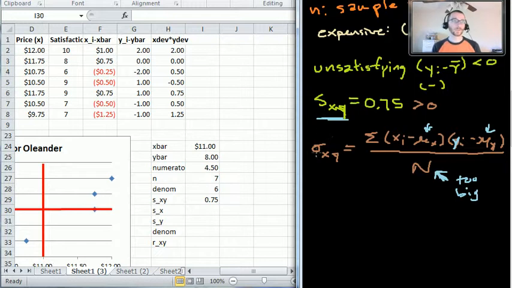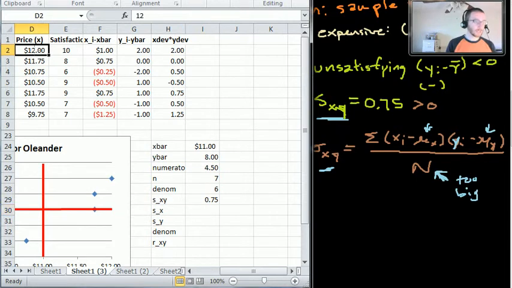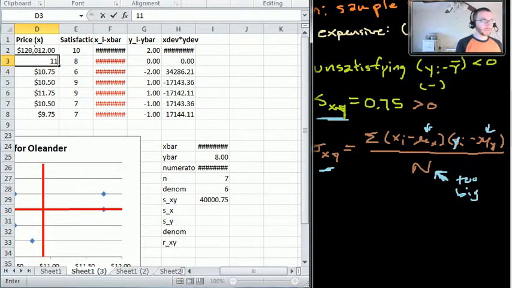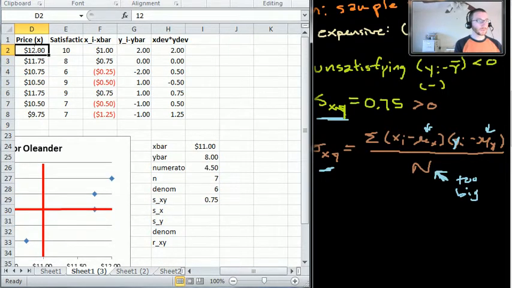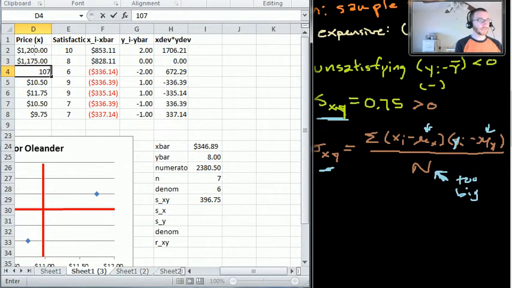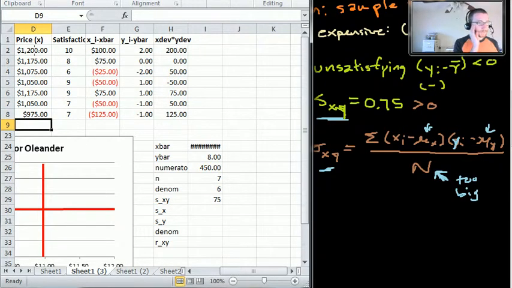The problem with covariance, and this is true for both the sample and the population covariance, is that it depends on the unit that we use to measure it, right? We measured the price in dollars, but if we measure this in cents, let's just say this is 1,200, 1175, 1075, 1050, 1175, 1050, 975. It looks like it's in dollars, but you can just imagine these are cents. Well, now we can see that S sub xy is 75, right? It's still positive.